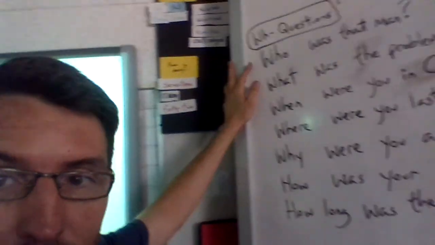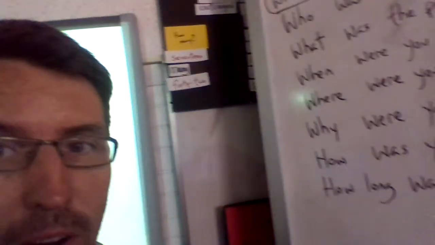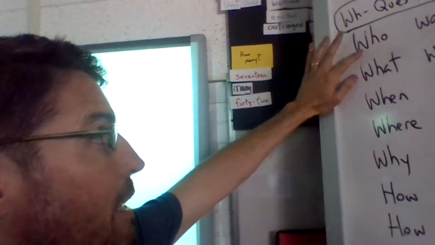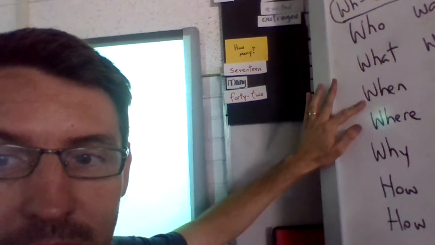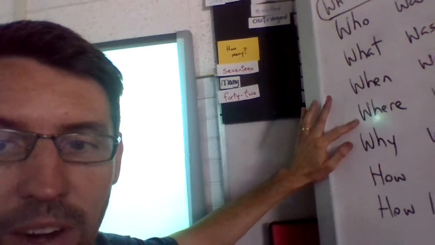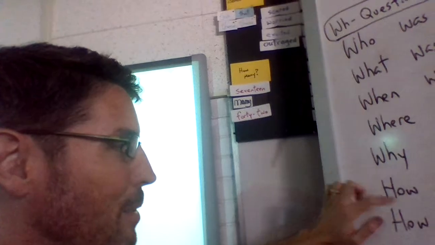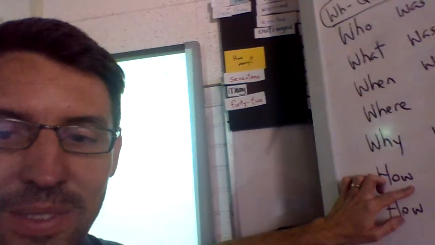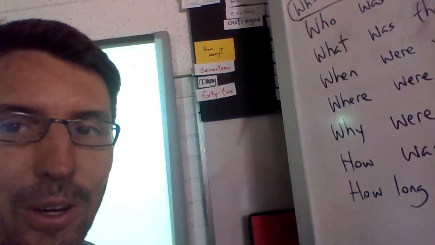Now we're going to use these WH question words, right? Whenever you hear people talk about WH question words, there are a few. Almost all of them begin with WH. So this word is who, what, when, where, why. And this one, even though it doesn't begin with a W, we still call it a WH question. So this is how. And sometimes how goes with the word long. How long? Okay.